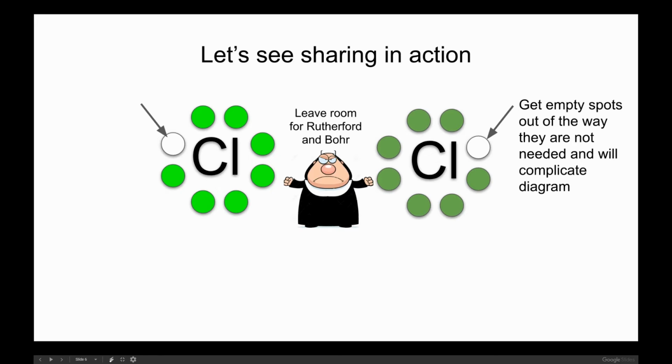Two things we have to do. Get the empties to the outside. Move them away. There isn't an electron jumping to an empty spot. If this was an ionic bond, this would be disastrous because you'd be drawing this electron traveling way over here and in. No. Put the empties out of the way, and leave enough room for Bohr and Rutherford in between.